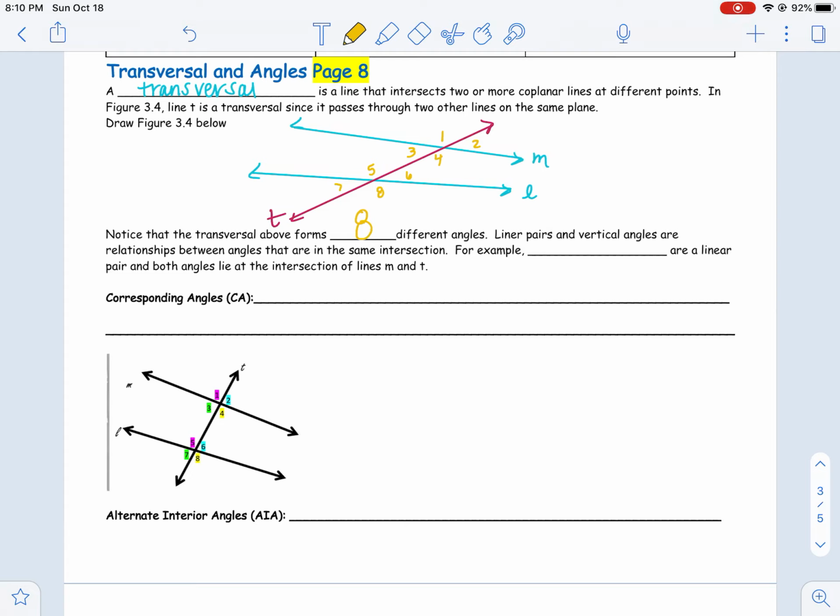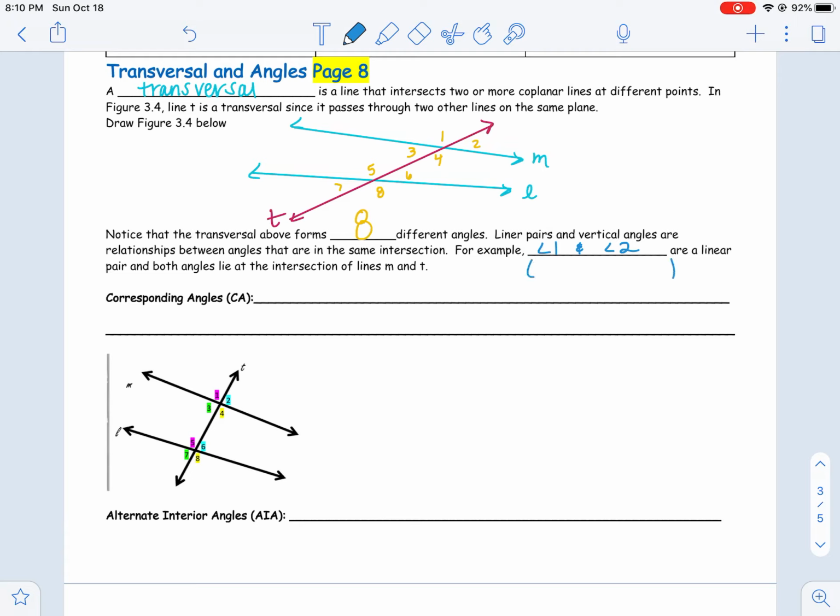So, for example, blank are a linear pair, both angles lie at the intersection of M and T. So, my challenge to you is I'm going to name one set of angles that form a linear pair. I want you to try to think of a different set and then write that underneath, okay? So angle 1 and angle 2 I recognize to be a linear pair because their two angles, 1 and 2, would form 180 degrees and they're adjacent to each other. Cool? Now see if you can maybe write another one underneath.